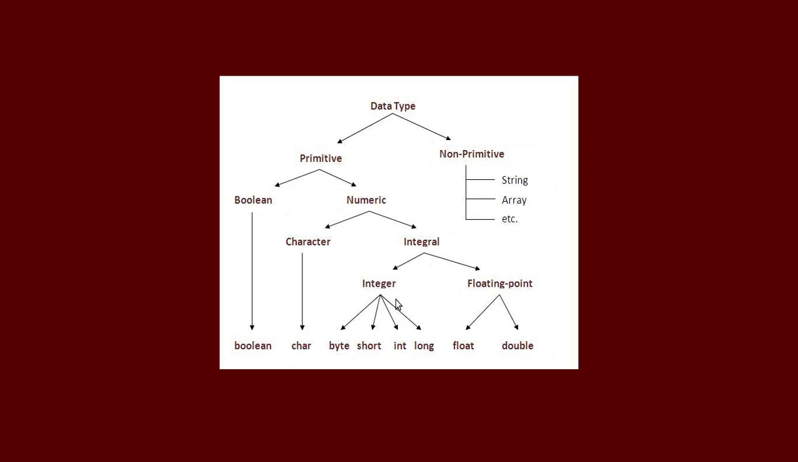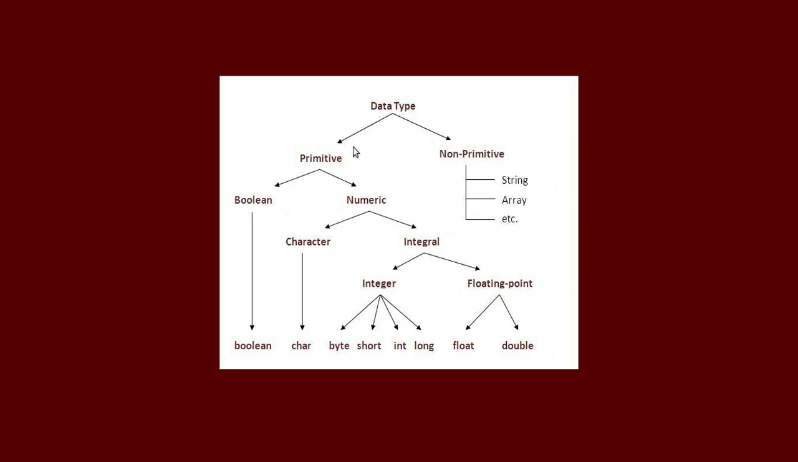Integer is without a precision point. We cannot use precision in byte, short, int, long. These are without precision, and floating point is float and double. Here we can use precision and long values. Okay, non-primitive data types are string, array, etc. I will explain about strings, it's a special case, and arrays are also a special case.